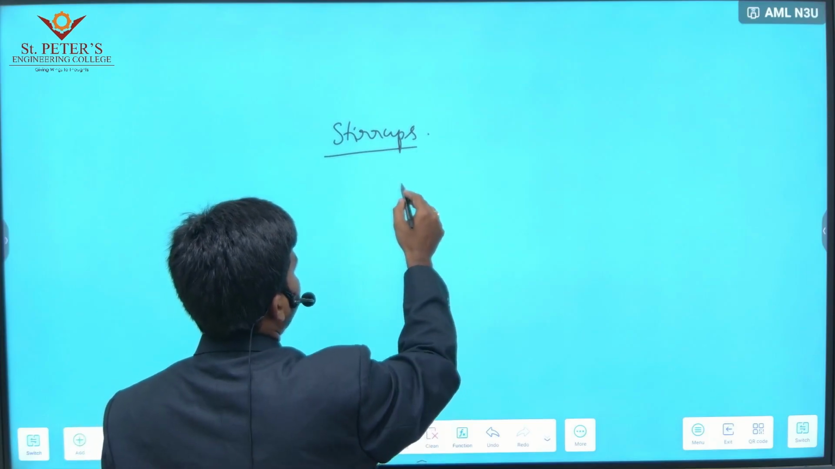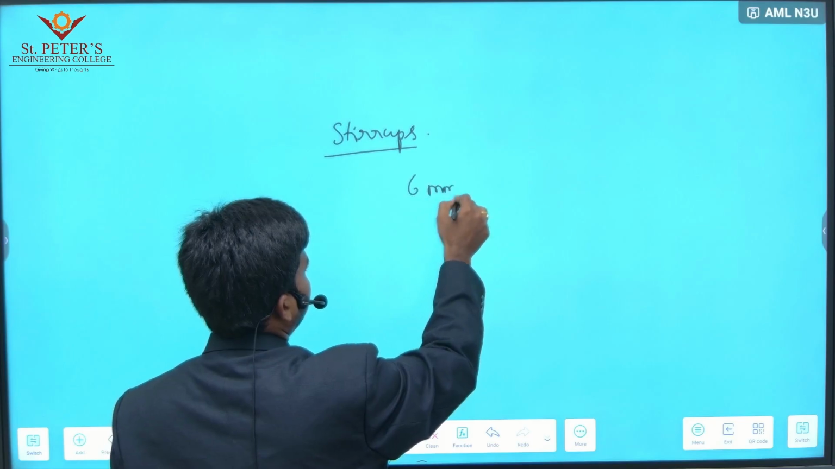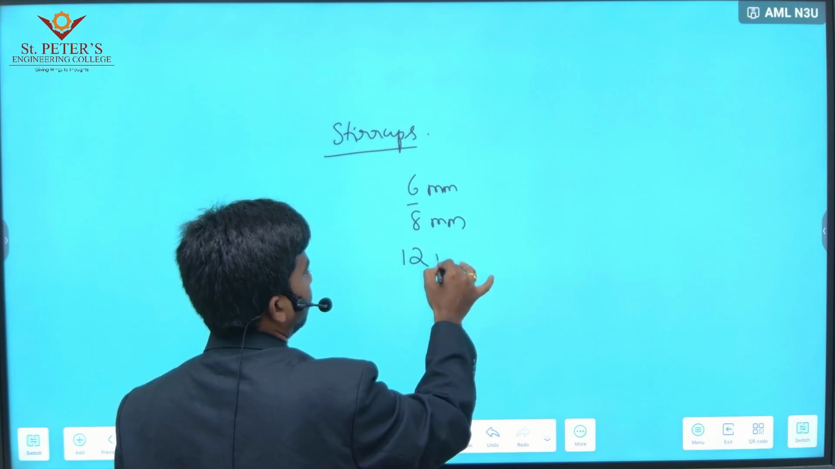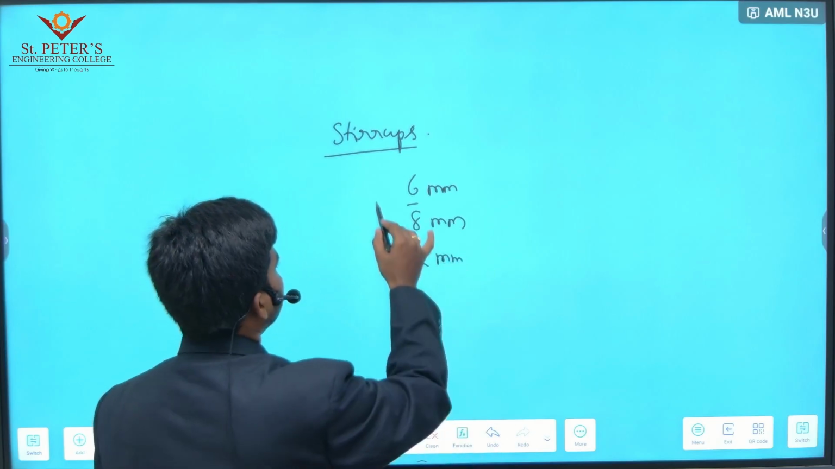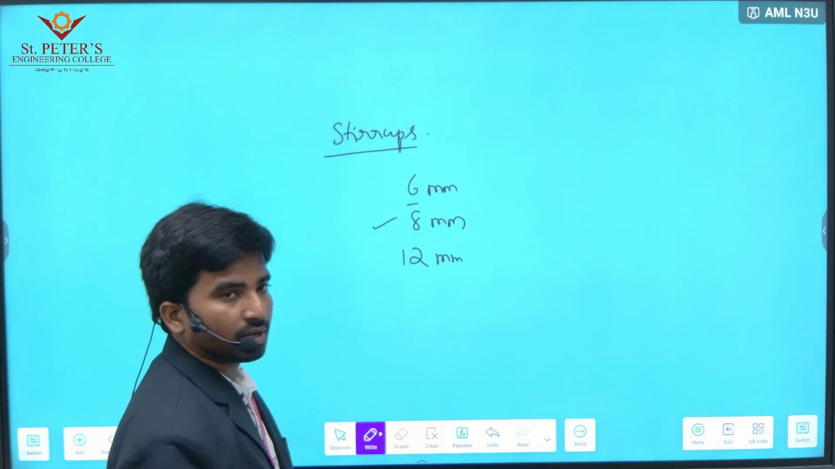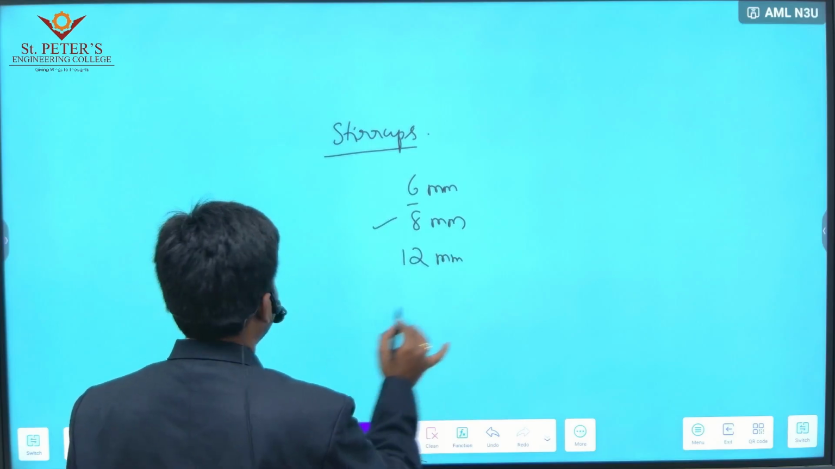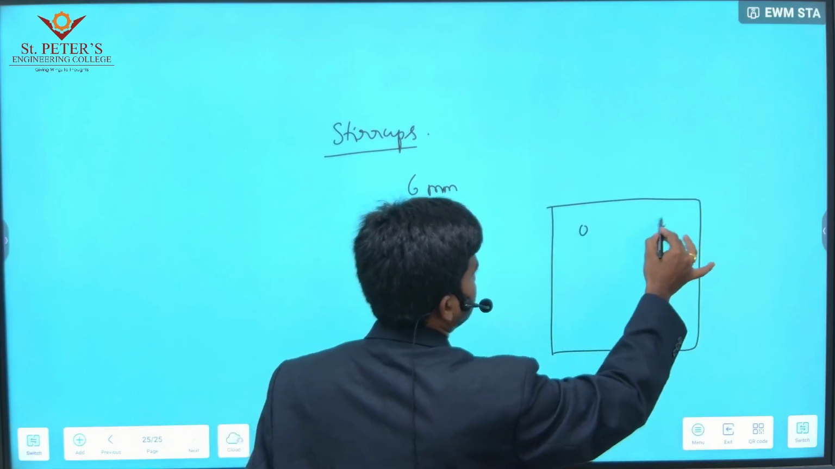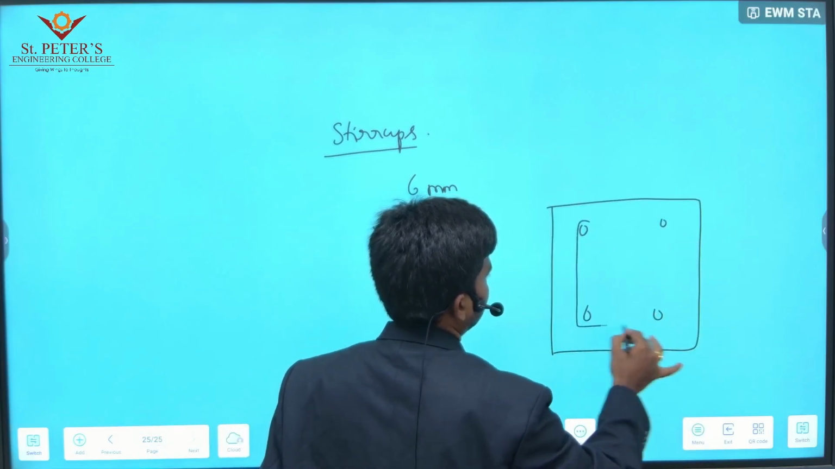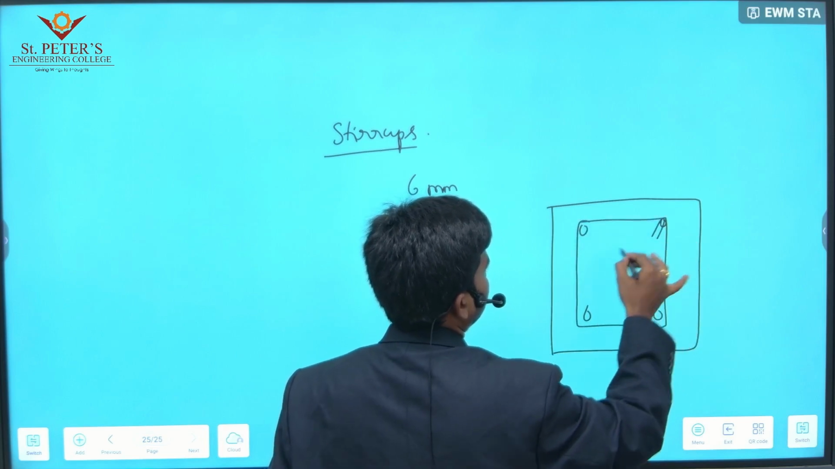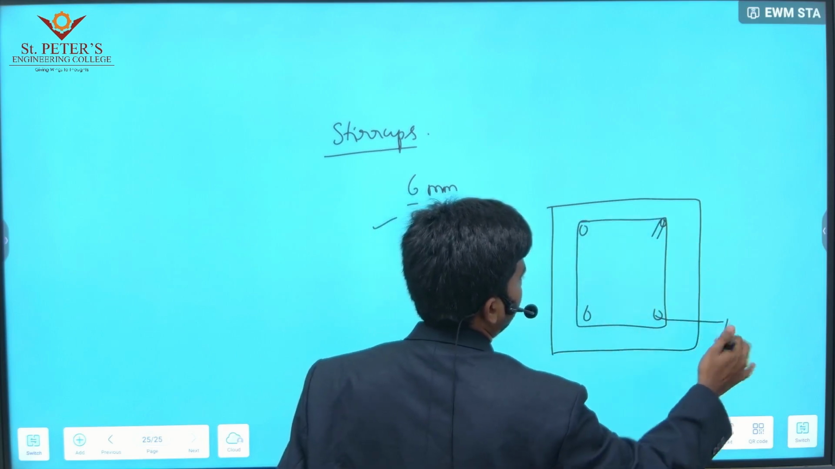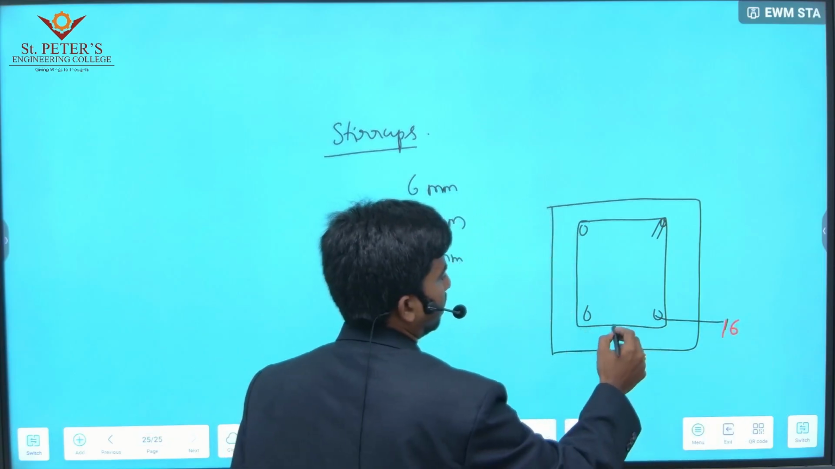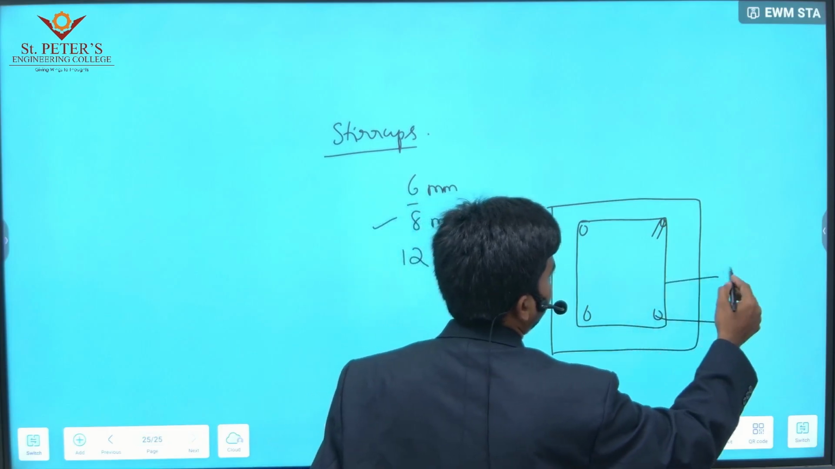So here, for stirrups, the minimum value is 6 or 8 and the maximum value is 12. So we are considering 8 mm as per Indian Standard Code. The beam has 4 bars, and its stirrup diameter is, and this is 16, we are taking that, and the stirrup is 8 mm.